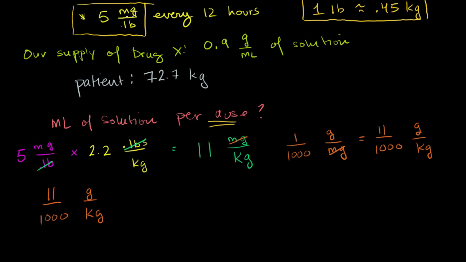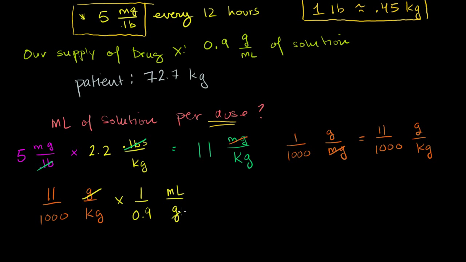And let's see how much solution we need per kilogram. So I want to cancel out the grams here and have a milliliters there. To cancel out that grams, I'm going to have a gram in the denominator and a milliliter in the numerator. So in our solution, how many grams are there per milliliter? Well, they told us there's 0.9 grams per milliliter. Or for every 1 milliliter, there are 0.9 grams. Notice I just took the inverse of that because we want a milliliter in the numerator, grams in the denominator, so that these two cancel out. And let's do this multiplication now.